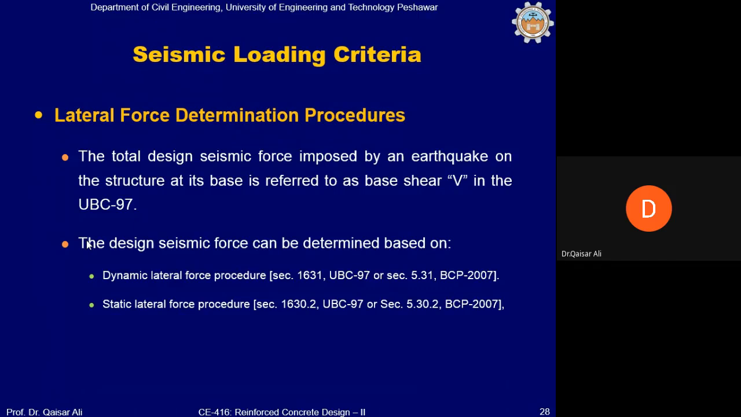This can be done in two ways. Number one is the dynamic lateral force procedure, which is covered under section 1631 of UBC 97 or section 5.31 in BCP 2007. These are equivalent sections. And the static lateral force procedure, section 30.2 of UBC 97 or 5.30.2 of BCP 2007. These are the two procedures outlined in the code.